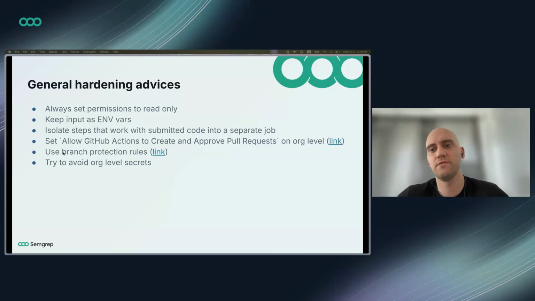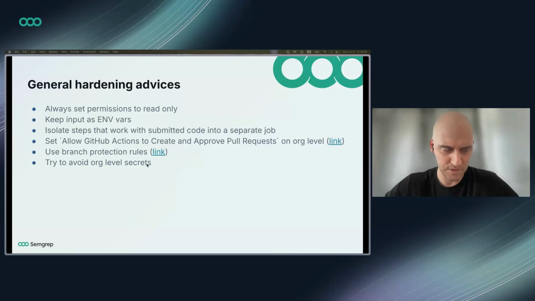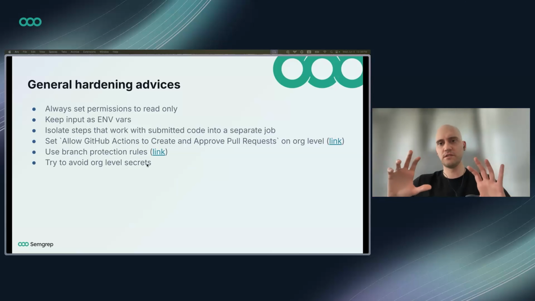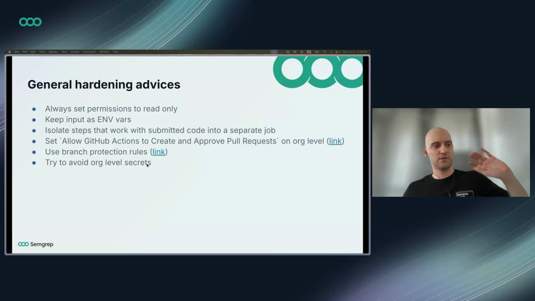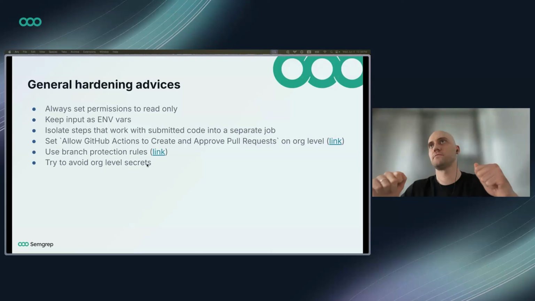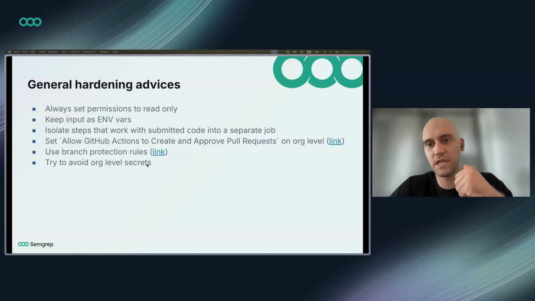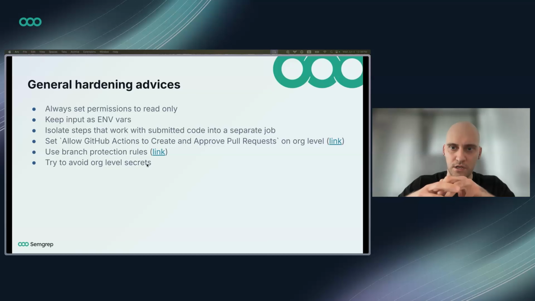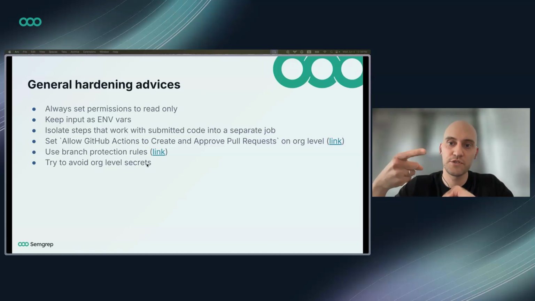Please use it. Also, my advice would be to try to avoid organizational level secrets. It means that you can define secrets on the level of the organization and on the level of the repository. When, let's say, a repository workflow was compromised, there is injection, you can run whatever code, and potentially an attacker can extract secrets that are supplied to this repository, and it will be repository level secrets and organization level secrets.